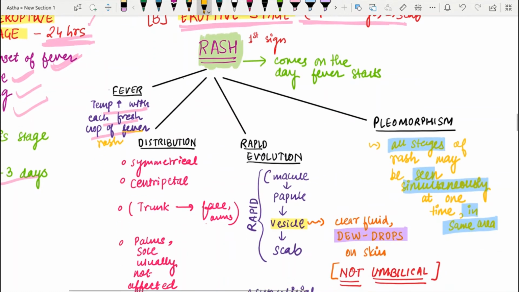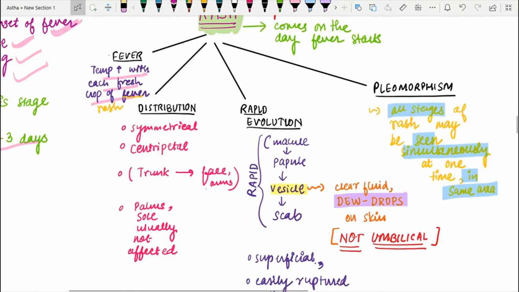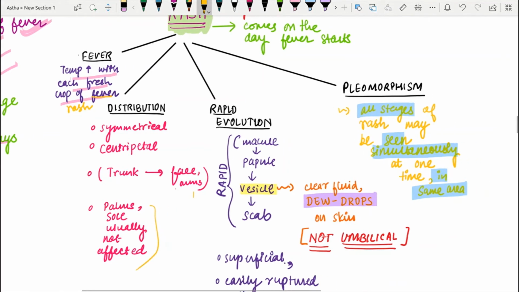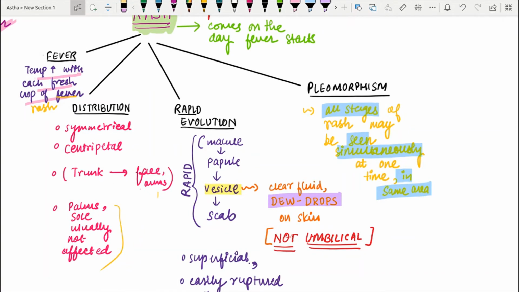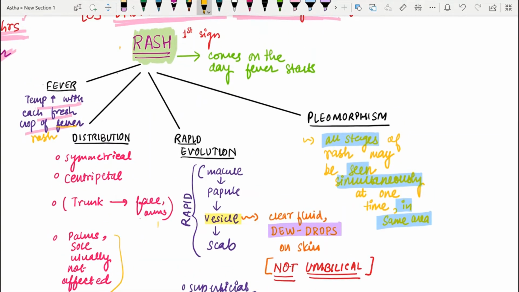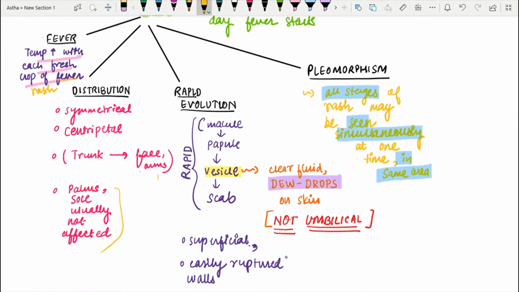Then coming to the distribution, the rash is symmetrical and centripetal. Centripetal means first it occurs on the trunk and then it goes to the extremities: trunk, then the face, arms, etc. Palms and soles are not usually affected. Then coming to the evolution, how does it happen? First the rash is formed, then macule, papule, vesicle, scab. These stages evolve so rapidly from one to another that they are not clinically visible.